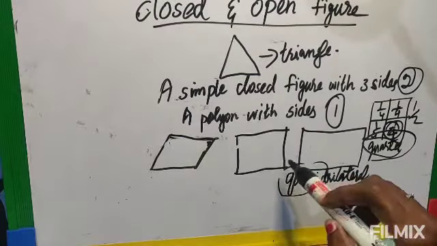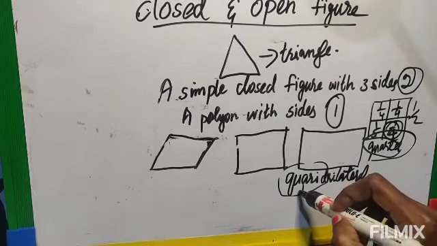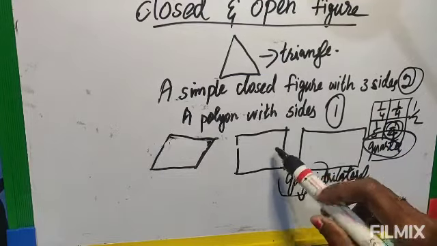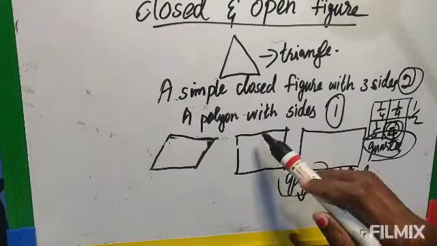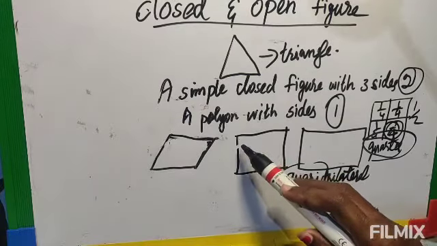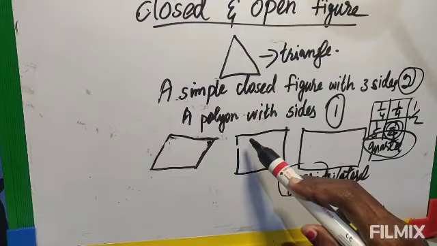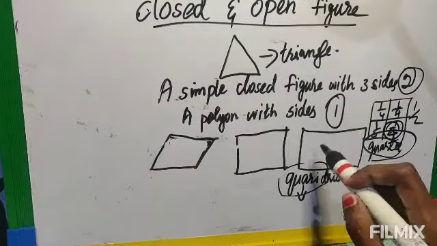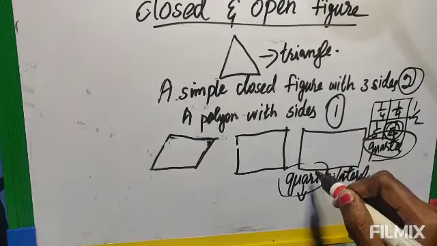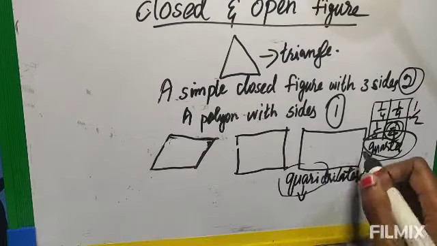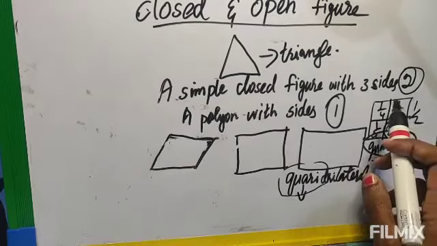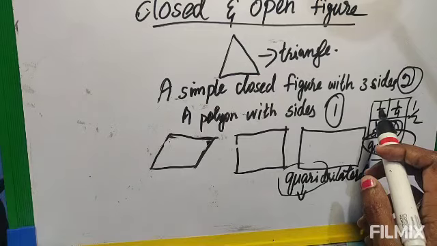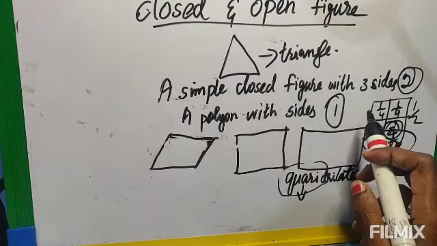In quadrilaterals also different types are there that you will learn in higher classes, but I will give a glance here. A quadrilateral with 4 equal sides and all angles 90 degrees is called a square. A quadrilateral with 4 sides where the opposite sides are equal and the angles are 90 degrees is called a rectangle. A quadrilateral with 4 equal sides and different angles is called a rhombus. That way you will learn different types.